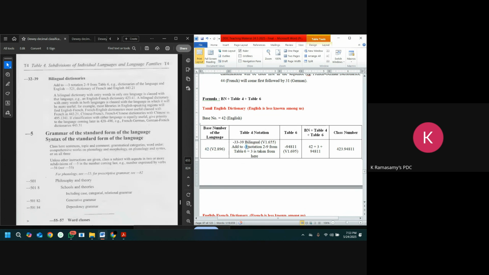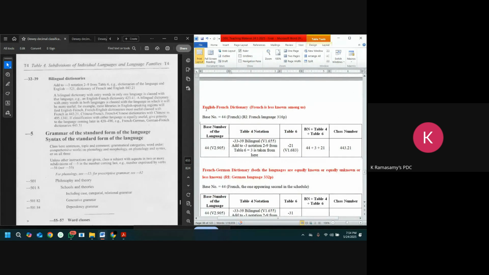3 is taken from table 4. Then I go to table 6. I look for the second language. What is the second language? Tamil. What is the number for Tamil language? 94811. So base number plus 3 plus the second language number taken from table 6. This is how you can construct a number for bilingual dictionaries.